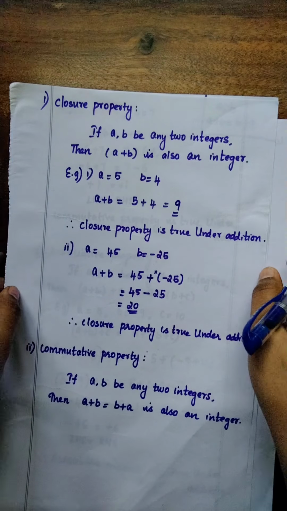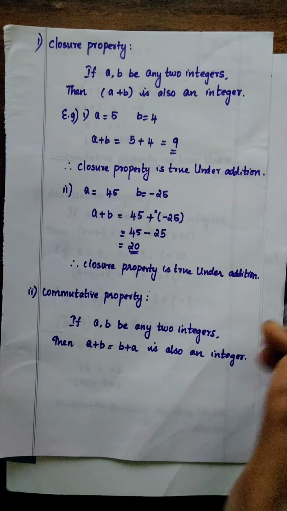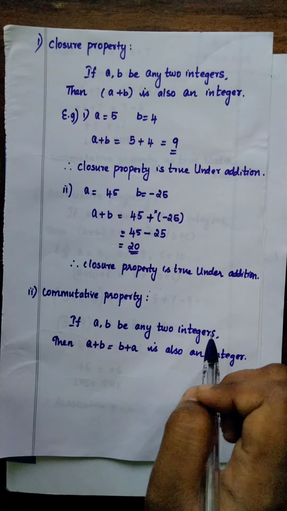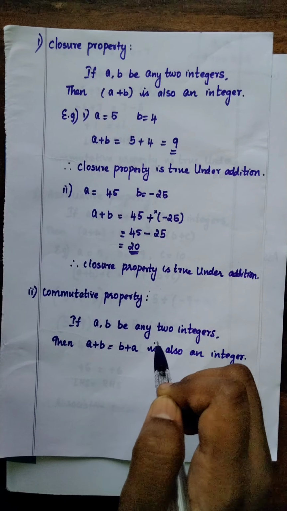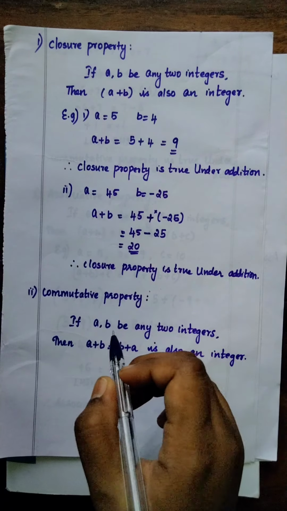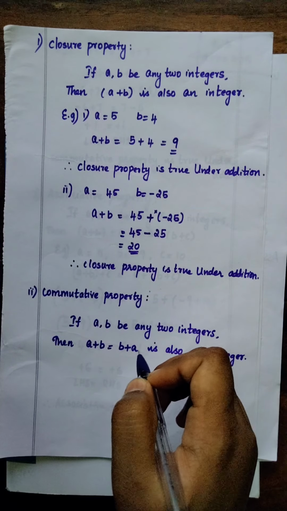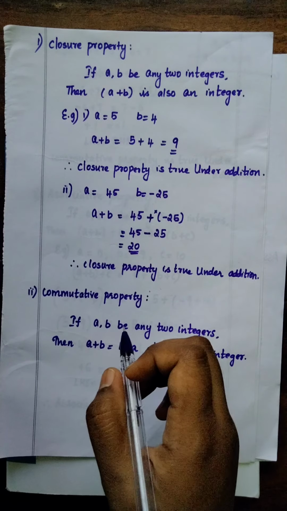Understand? Our next property is commutative property. Here also we are going to take any 2 integers. If a, b be any 2 integers, then a plus b is equal to b plus a. We are going to prove a plus b is equal to b plus a.